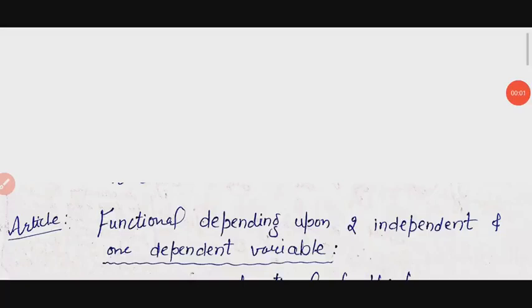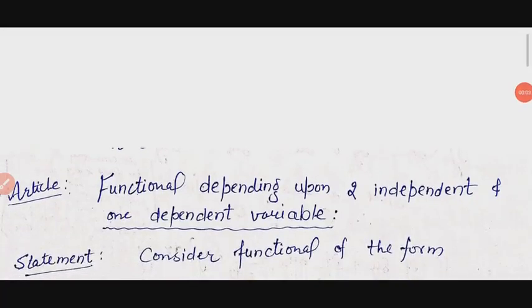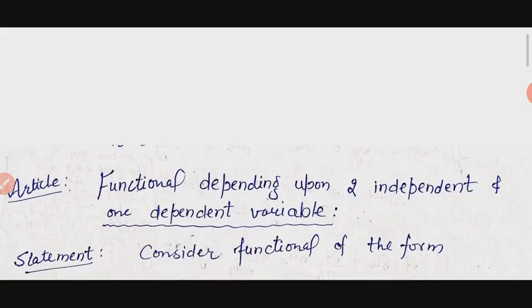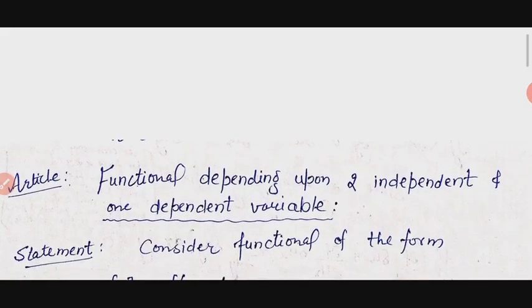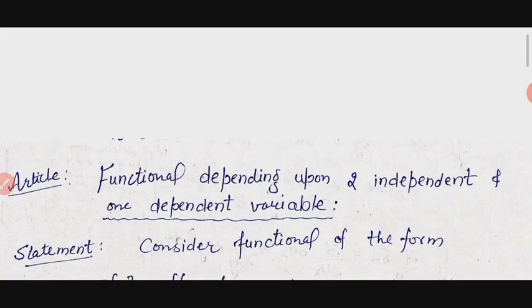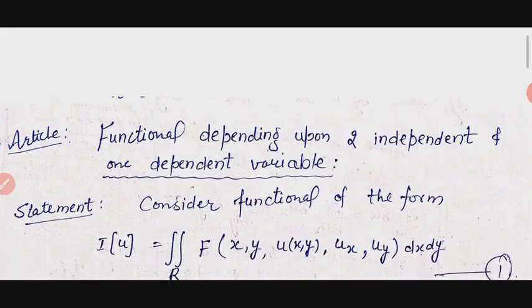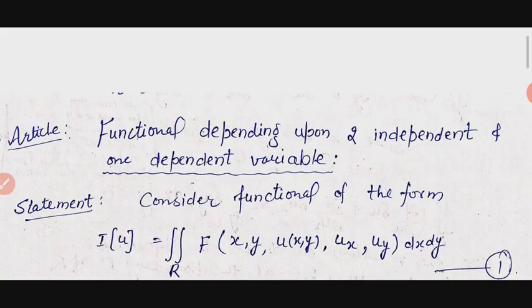Hello students, in the last class we talked about the functional depending upon n functions and their first order derivatives, and in another article we talked about functional depending upon higher order derivatives. There only one independent variable was there. So today the first article we will talk about is the functional depending upon two independent variables and one dependent variable.